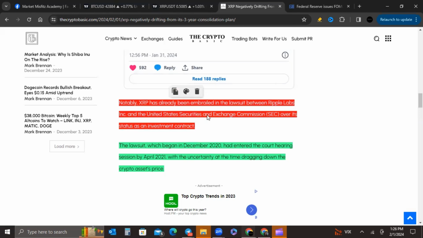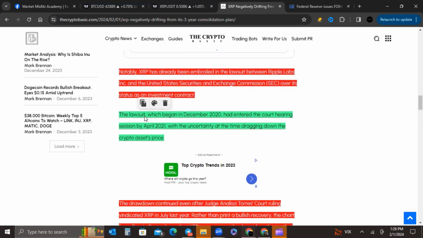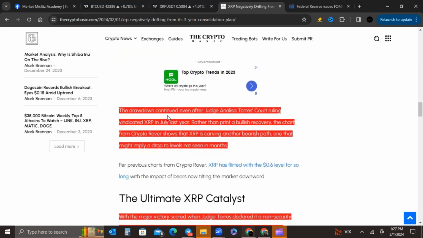Notably, XRP had been embroiled in the lawsuit between Ripple Labs Inc. and the United States Securities and Exchange Commission, SEC, over its status as an investment contract. The lawsuit, which began December 2020, had entered the court hearing session by April 2021, with the uncertainty at the time dragging down the crypto asset's price. The drawdown continued even after Judge Analisa Torres' court ruling vindicated XRP in the last year.